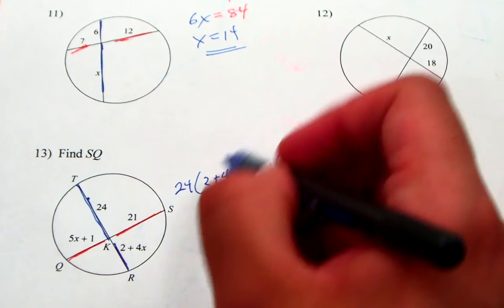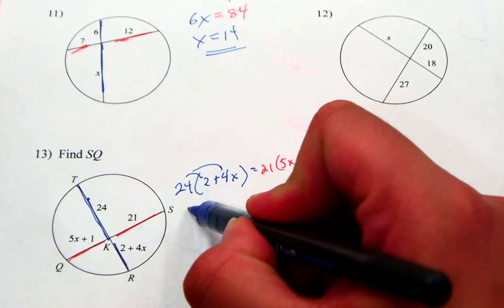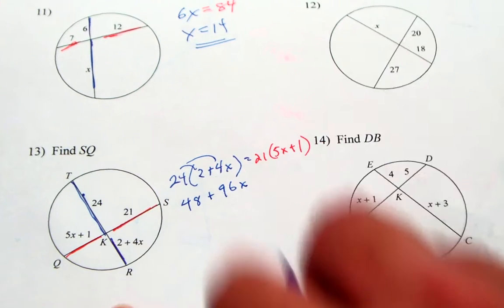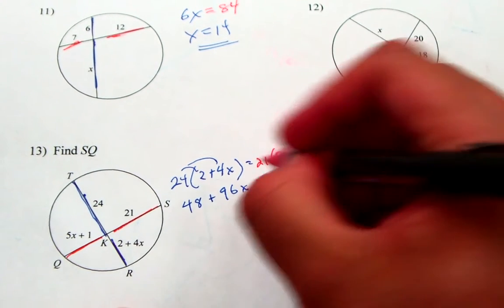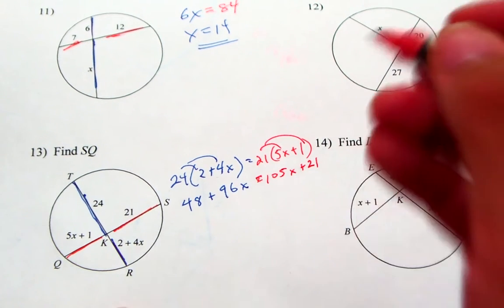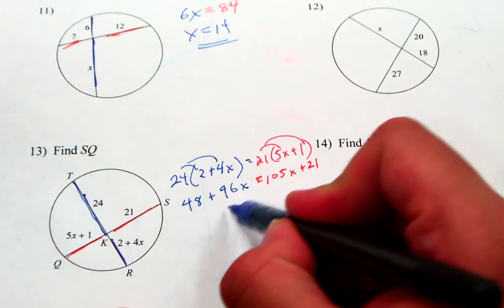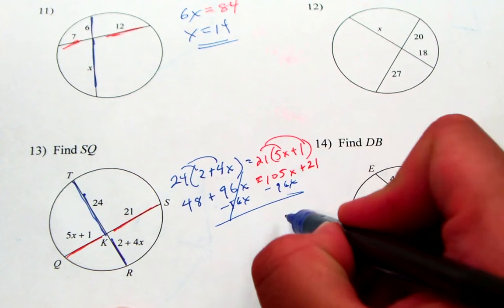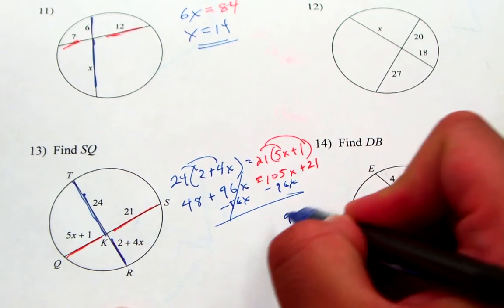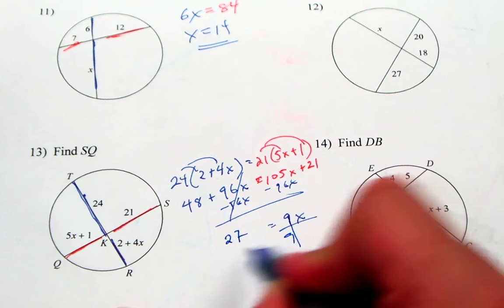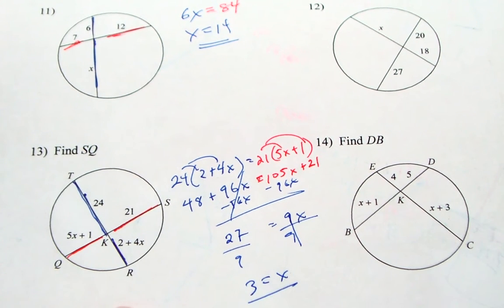Well, you may remember that to simplify this, we need to use the distributive property. So that would be 48 plus 96x is equal to 105x plus 21, once again distributing. Gathering my terms all on one side, I'm going to move this 96x across. And 105 take away 96 should give me 9x is equal to 48 minus 21, I'm going to get 27. Divide by 9, and x is equal to 3.